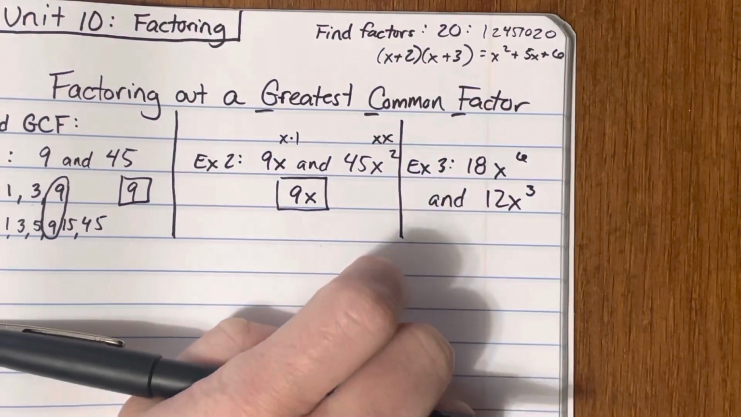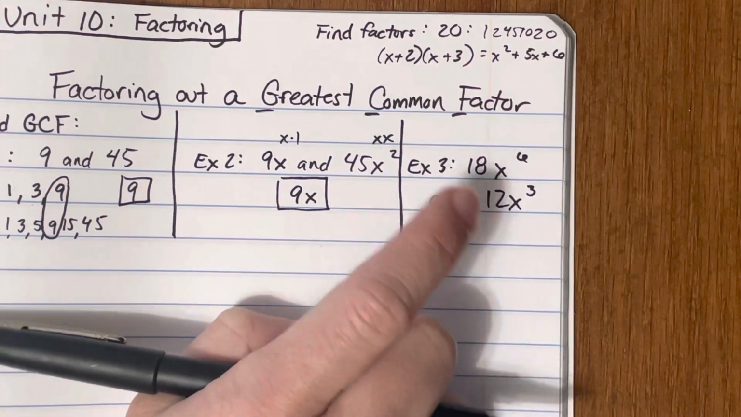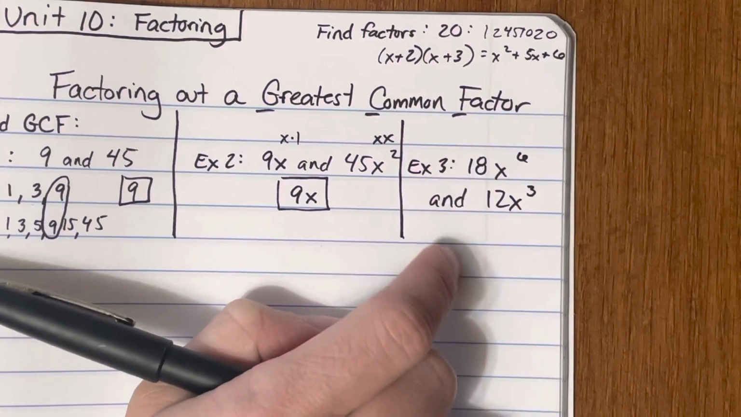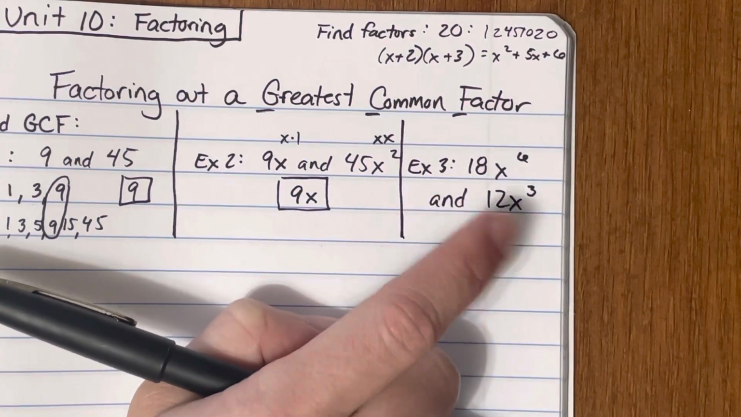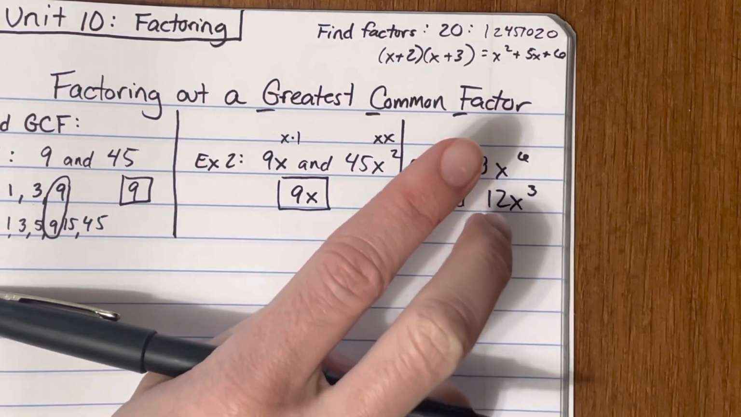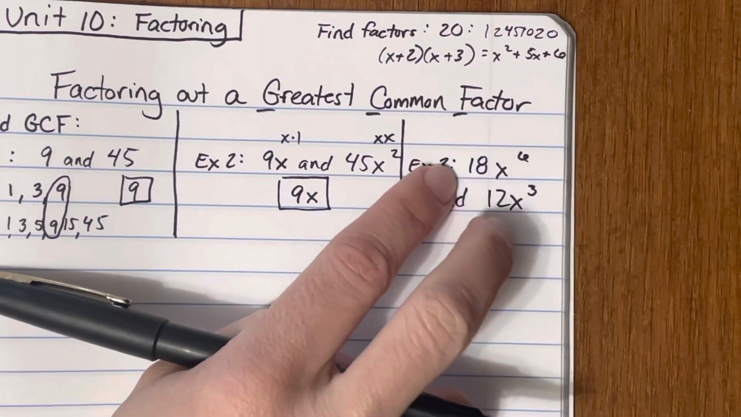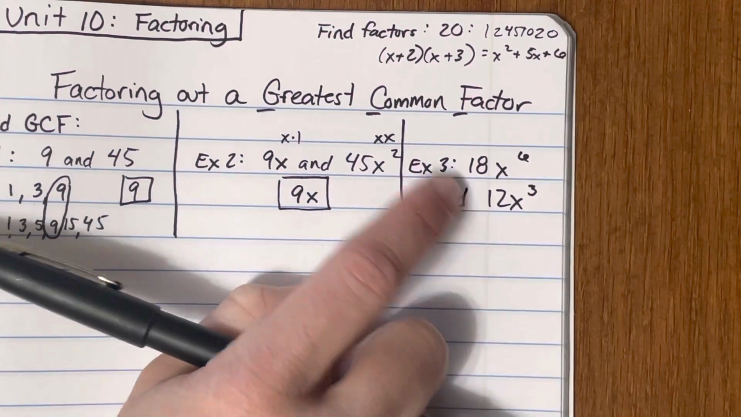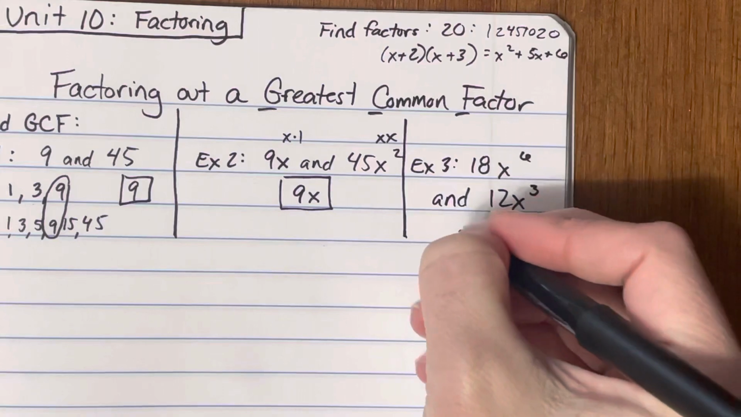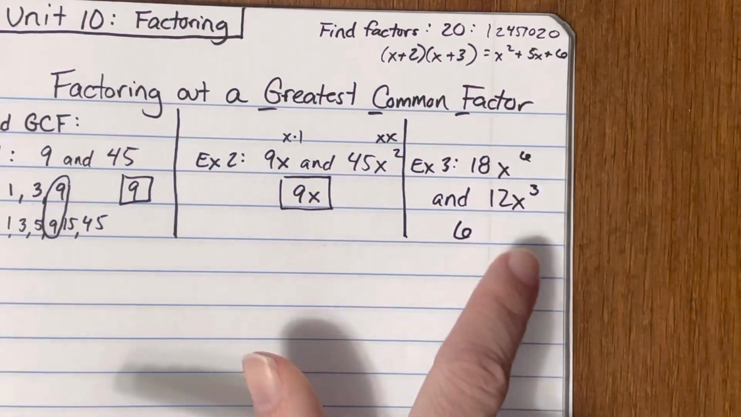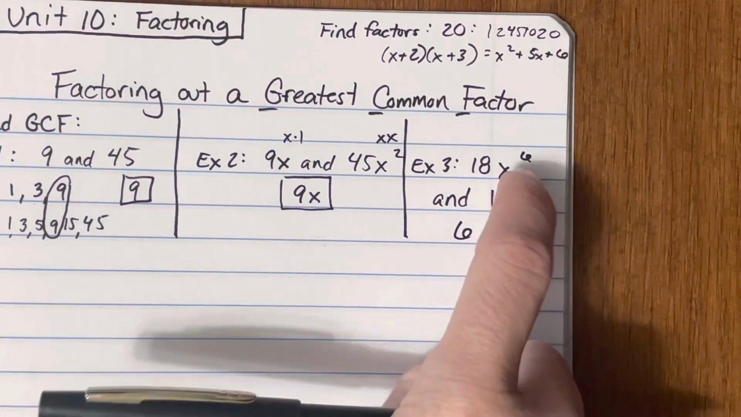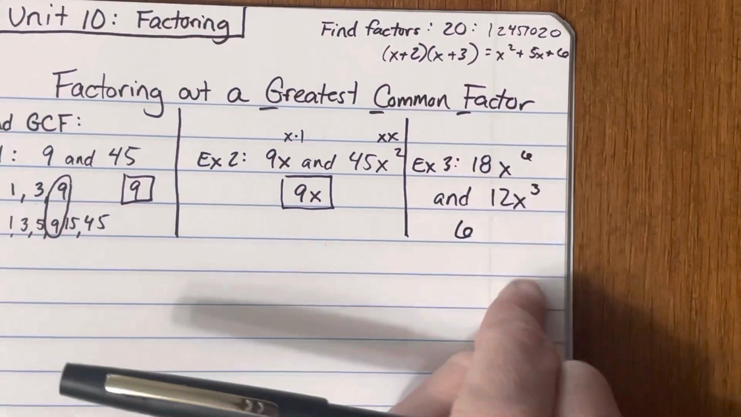So if you think about 18, it's like 1 and 18, 2 and 9, 6 and 3. 12 would be 1 and 12, 2 and 6. So they both have a 6 in common. We can think, oh, those are multiples of 6. 12 won't go into 18, so the greatest common factor here, the thing that they have in common, the numbers, is 6. And then we look at our variables and we ask, okay, well, what do they have in common?